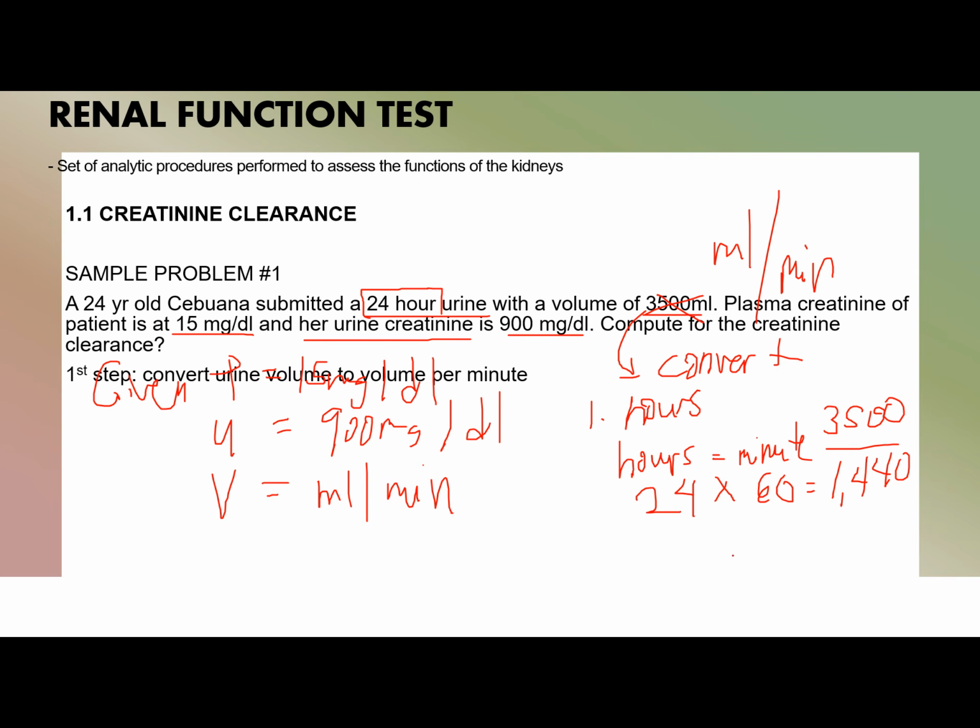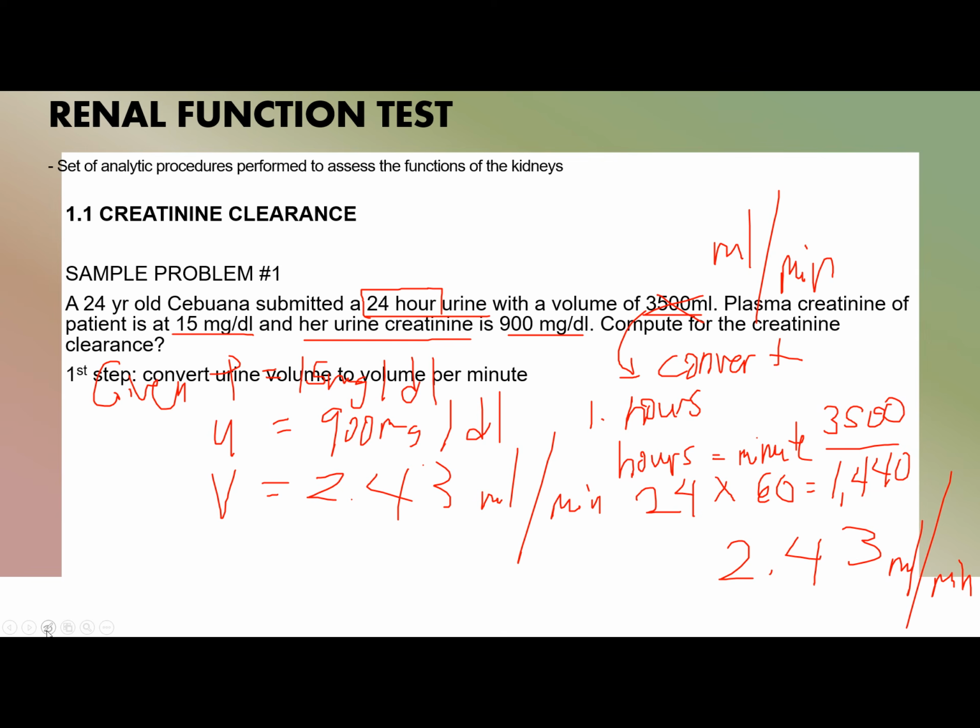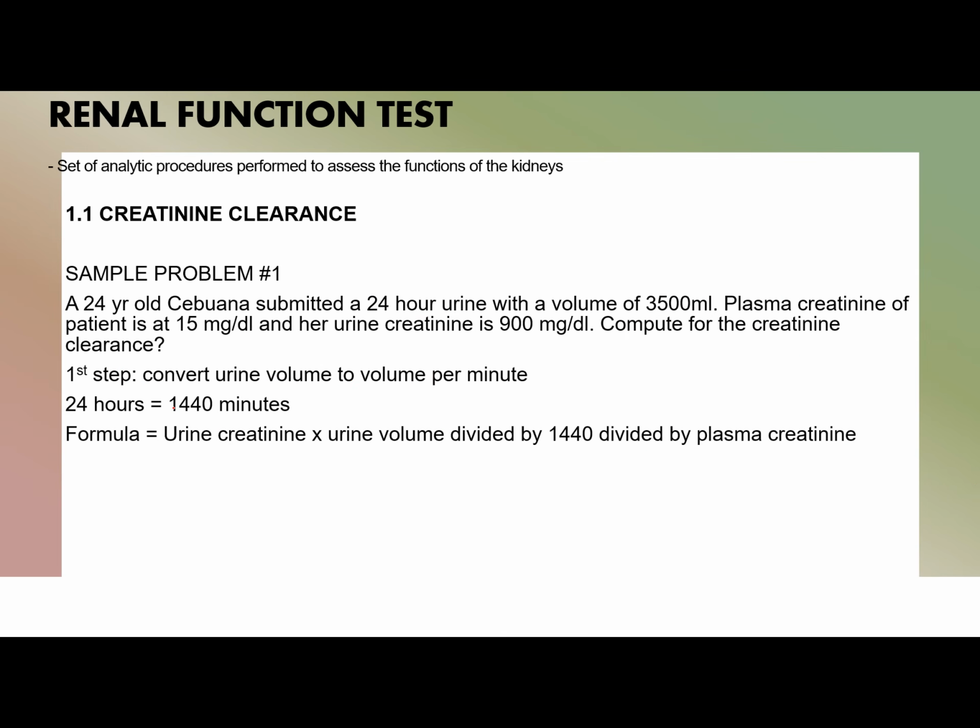You would now get 2.43 ml per minute. So, ang volume mo, .43 ml. Wait nga lang. 2.43 ml per minute. So, yan. So, alam mo na yung given mo. So, ito siya. You now apply the formula.